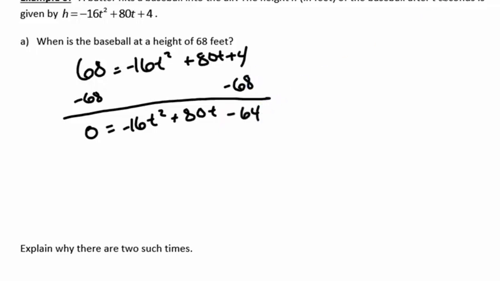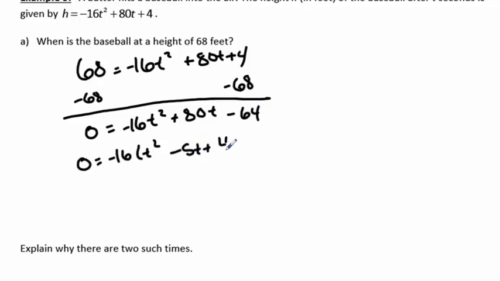Notice that all three of these terms can be divided by something. It looks like 16 goes into all of them, so we're going to divide out a negative 16 since the coefficient of the first term is negative. So let's factor out negative 16. That's going to leave us with t squared. Positive 80 divided by negative 16 is negative 5, and negative 64 divided by negative 16 is positive 4. So I'm going to put my t there.